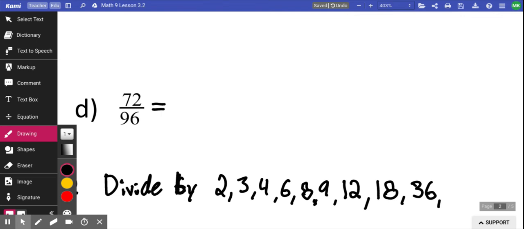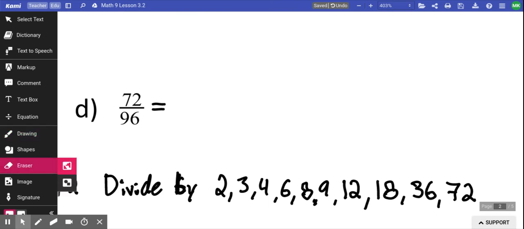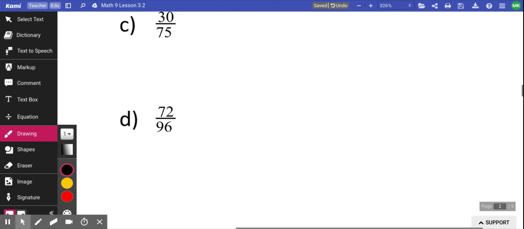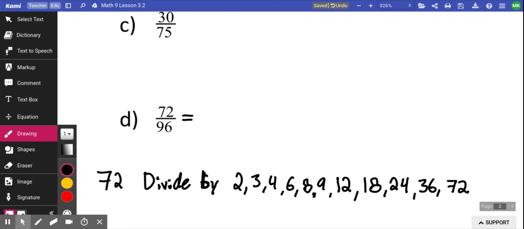36 does. And then 72 does. I don't think I missed any. It does divide. Oh, I missed one. 72 does divide by, I missed one in the 20s. 24. Yeah, 96 doesn't. 24, 48, 72. Yeah. And then 36, and then 72. Only 72 divides by 24. 96 doesn't. Right, we're not on that part yet.